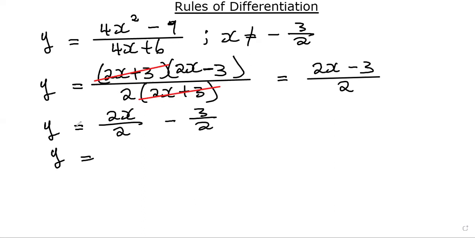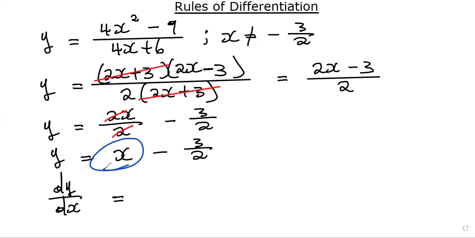And then we can see that the 2's will cancel out. And when they do, we are left with x, and then we have 3 over 2. Now our function is ready for differentiation. So we can just say the derivative of y with respect to x is going to be what?